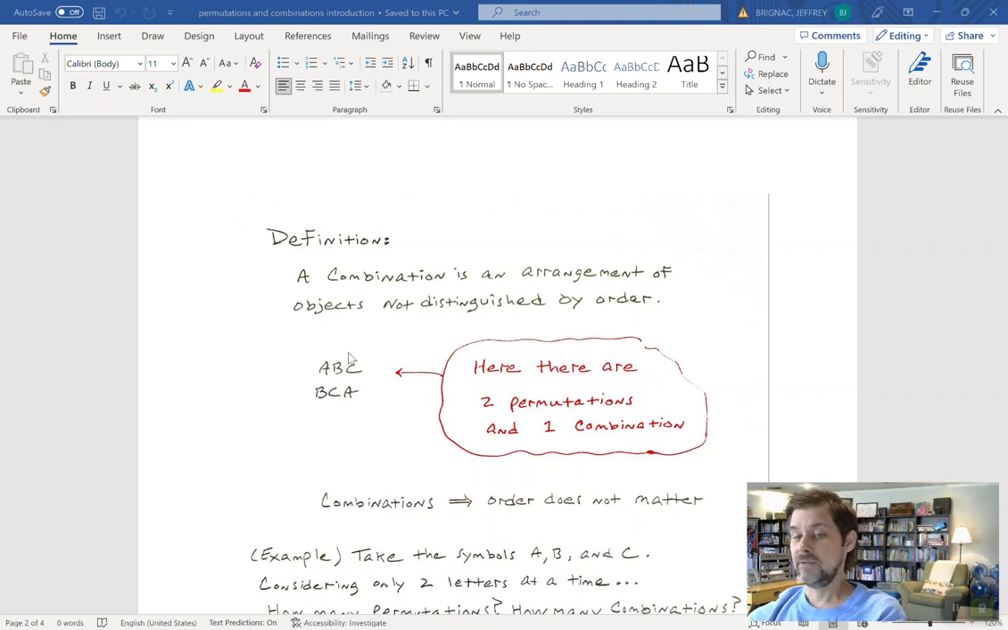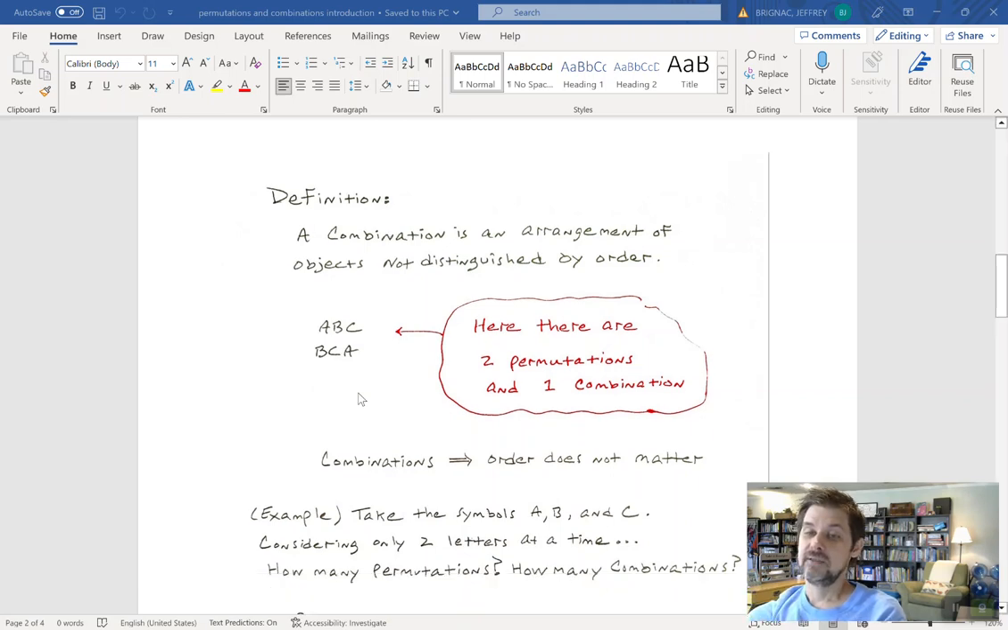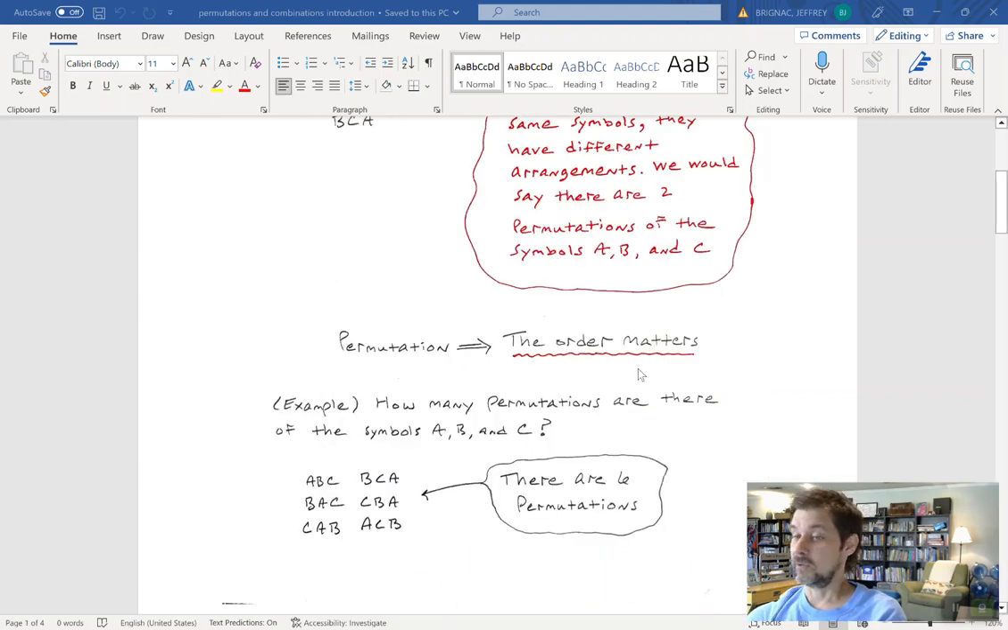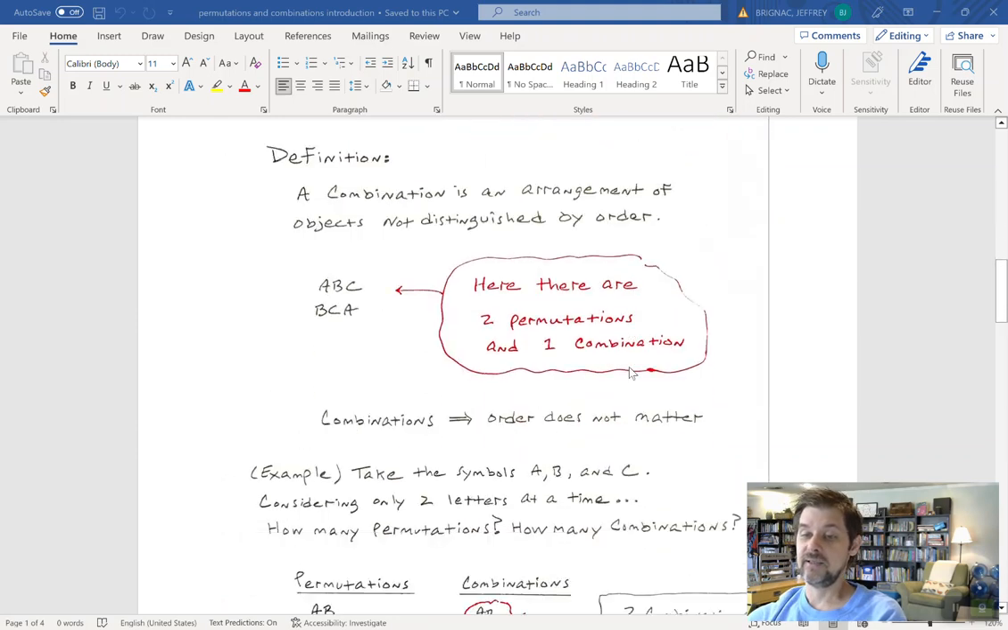So as far as permutations go, there's 2 of them, because in permutations, the order is a distinguishing factor. But there's only one combination, because in terms of what a combination is, there's no distinction by order. So here we're looking at 2 permutations and 1 combination. In permutations, the order matters, and in combinations, the order does not matter.